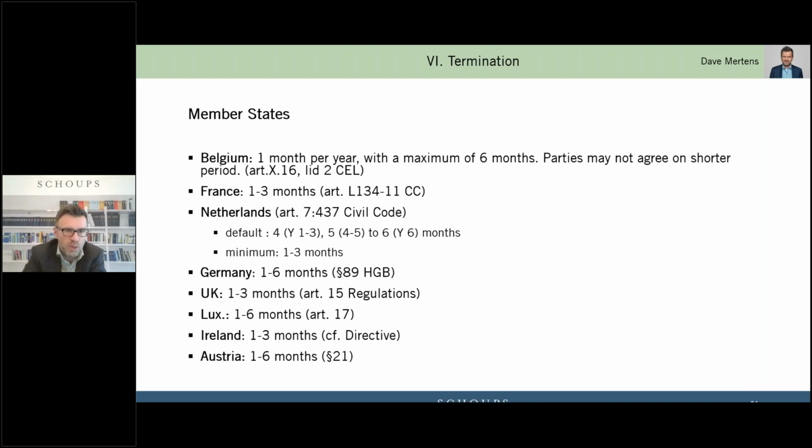France 1 to 3 months, longer is possible, so it's more in line with the directive. The Netherlands, a bit of an oddball there. 4 months initially from the very start instead of 1 month, up to 6 months. Parties may agree on something else, but then that something else needs to be at least what the directive imposes, 1 to 3 months. So a bit more freedom there, a bit of a different approach in the Netherlands.